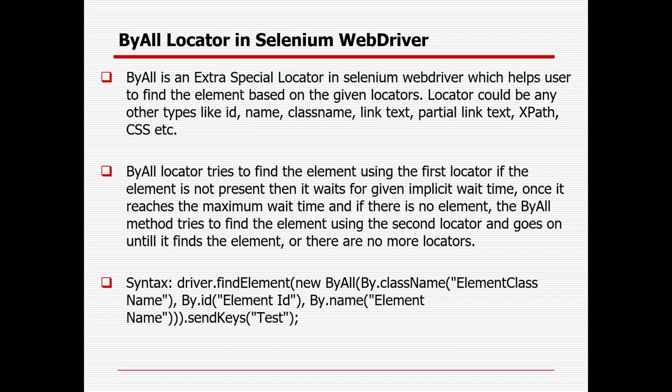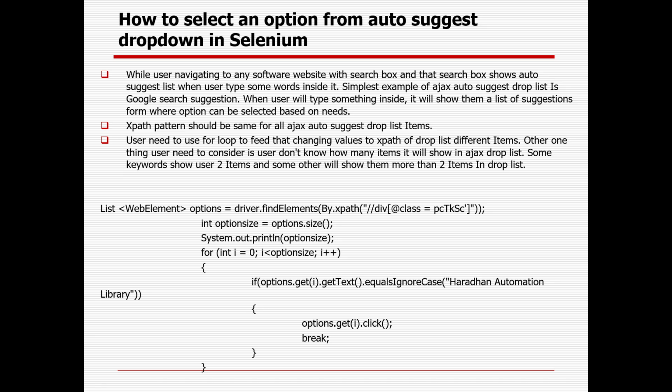Okay, so the last topic we will be covering today is how to select an option from the auto suggested drop down. You have already seen, especially on the Google page, that when you type some text, it gives some suggestions. But from the suggestions, in case you want to select something, what is the way you can do it?